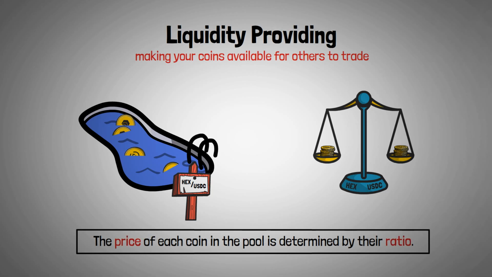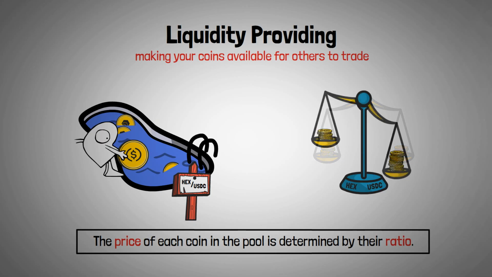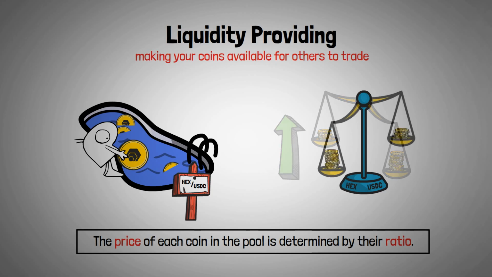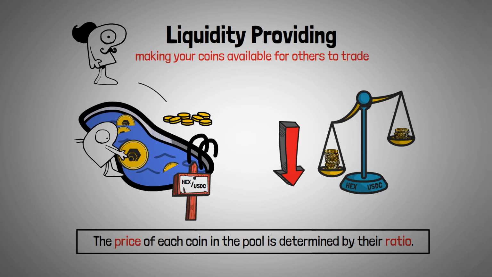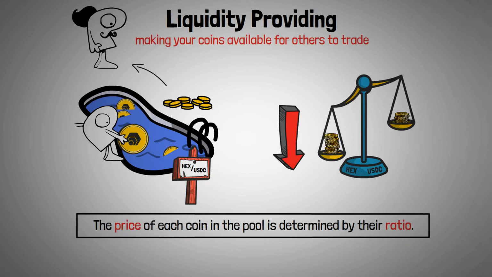For example, if someone buys HEX with USDC, the amount of HEX in the pool decreases while the amount of USDC increases, raising the price of HEX. Conversely, selling HEX increases its amount in the pool while decreasing the amount of USDC, lowering the price of HEX. As a liquidity provider, you offer a service to the market, entitling you to a fee paid with every transaction made in your pool, providing you with passive income.